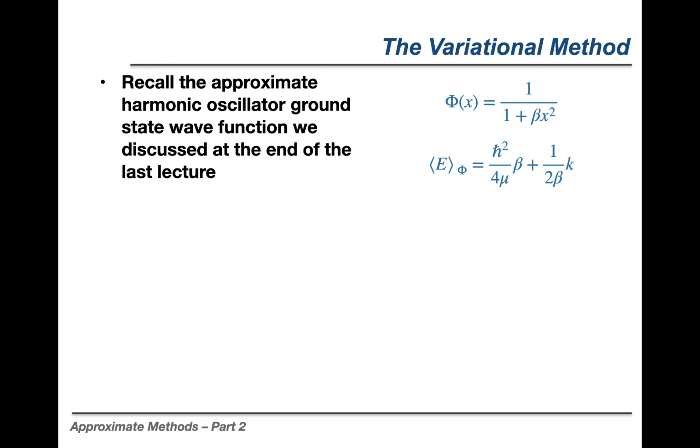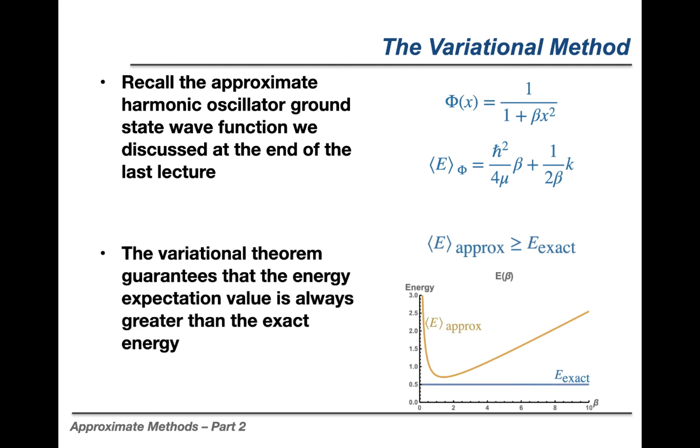So we went ahead in the last class and calculated the energy expectation value for phi, and we saw that it depended on beta, this variational parameter. I mentioned in class that the wave function phi of x with this parameter beta is really a family of wave functions, and beta gives us a means to change between members of a set of types of functions. If we do that, we can write the energy expectation value as a function of beta and plot that. We see here the yellow curve, which is the approximate wave function's energy expectation value, and the blue line that shows us where the exact ground state harmonic oscillator energy is.